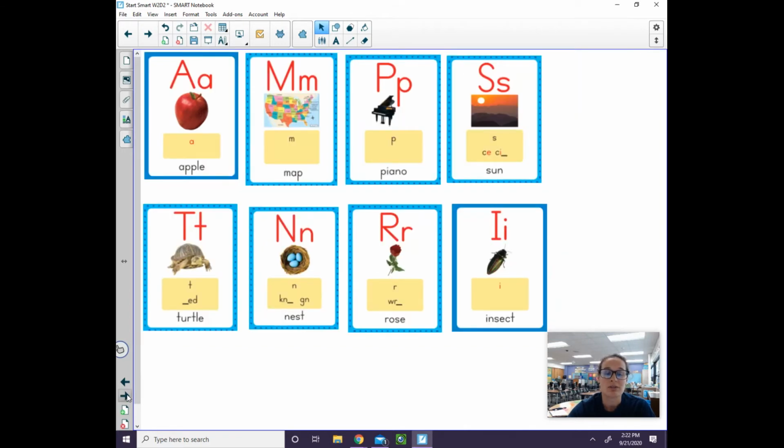We are now going to review these sounds. Take a look at where my cursor is. I will be saying the letter name, sound, and then the word that goes along with it. I want you to say it with me. A, apple.